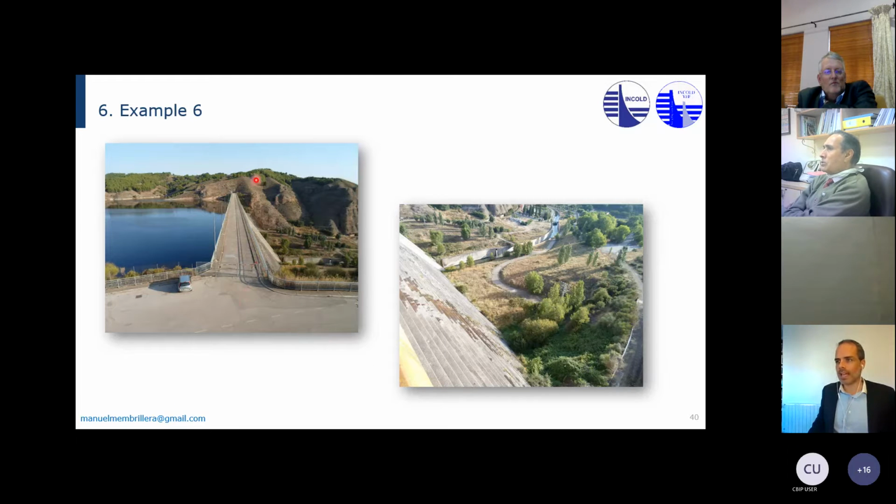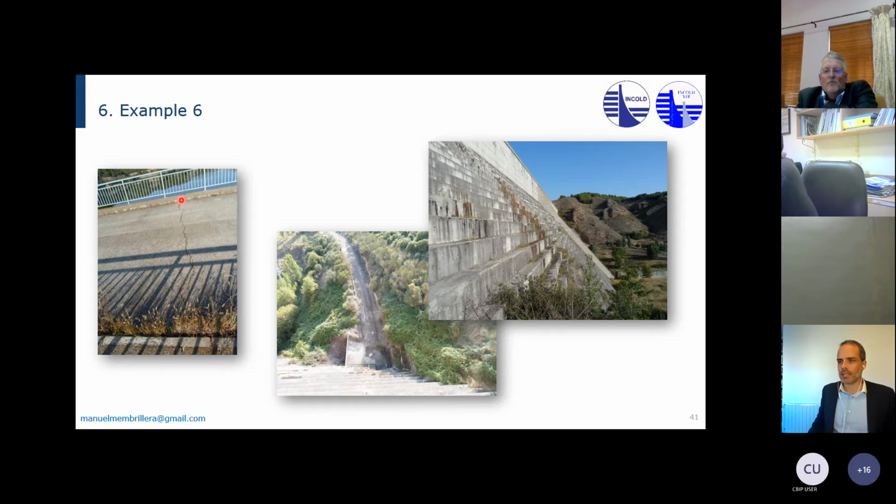Another RCC gravity dam. In this case, we have conglomerates. You can see the downstream face of this RCC dam with quite some seepage. Also a lot of seepage coming from the contact in this abutment. This abutment does not have as much seepage. You can really tell by the vegetation. Some cracking at the crest. Again, this area in the right abutment with lots of vegetation and seepage, even trees.